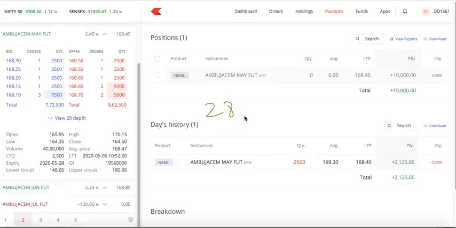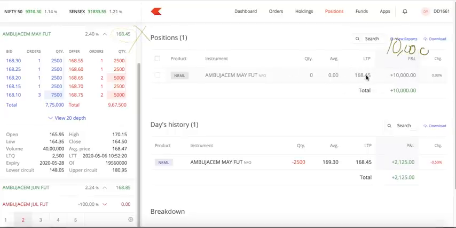So before the 28th, in the last minute of the trading day, you can close this position and then go to the next month's position. It's called rollover. See, now the price is 168.45. Imagine you are at 10,000 profit at the end of the month.